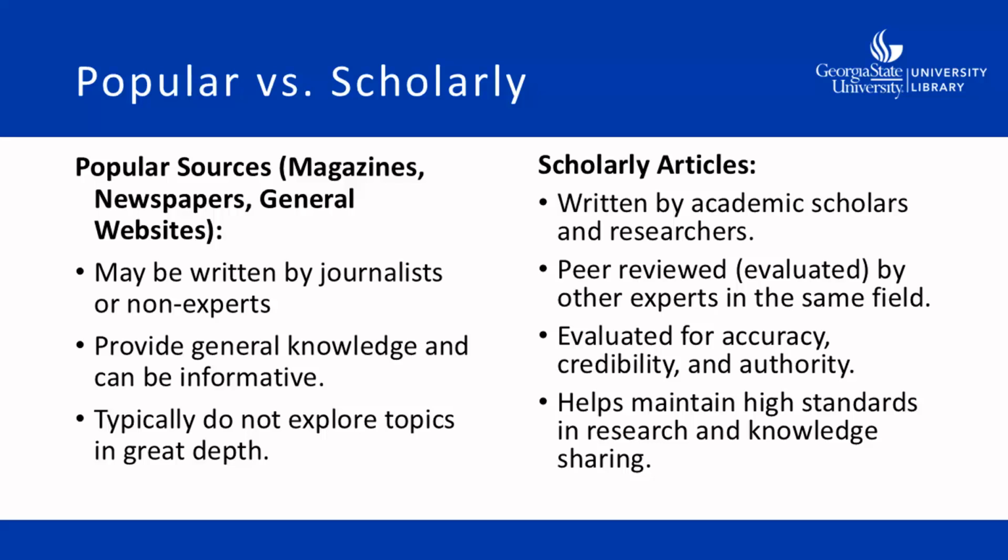Scholarly articles, on the other hand, are written by academic scholars and researchers. A crucial aspect that sets them apart is the peer review process. This means that before a scholarly article is published, it's rigorously evaluated by other experts in the same field to ensure its accuracy, credibility, and authority. This process helps maintain high standards of research and knowledge sharing.